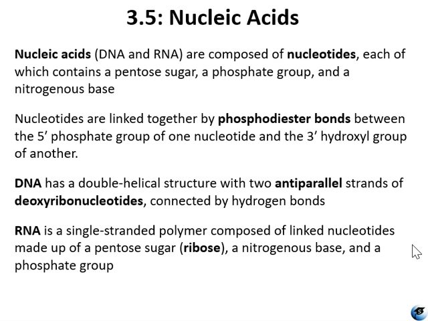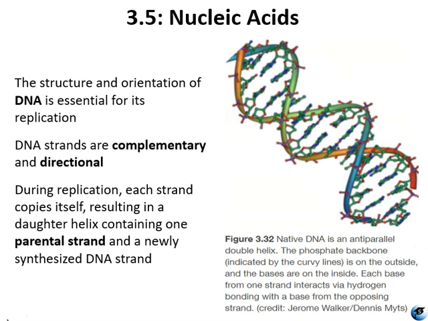DNA has a double helical structure with 2 anti-parallel strands of deoxyribonucleotides connected in the middle by hydrogen bonds. RNA is single-stranded, and it is composed of nucleotides made up of pentose sugar, which is ribose, a nitrogenous base, and a phosphate group. The structure and orientation of DNA is essential for its replication.